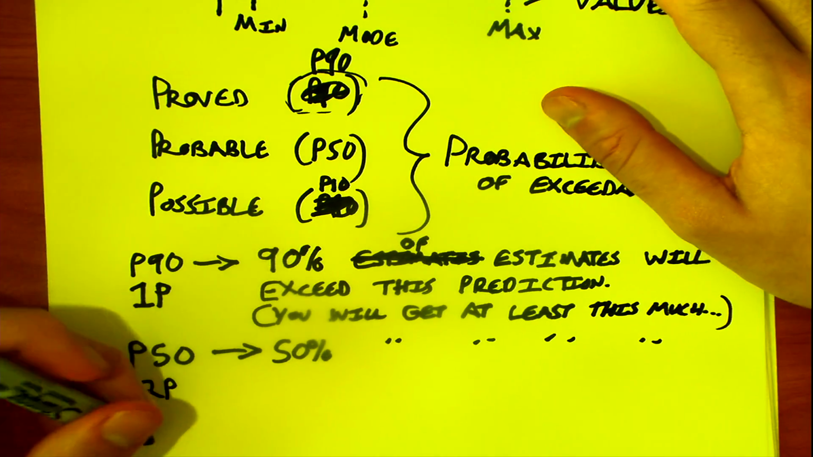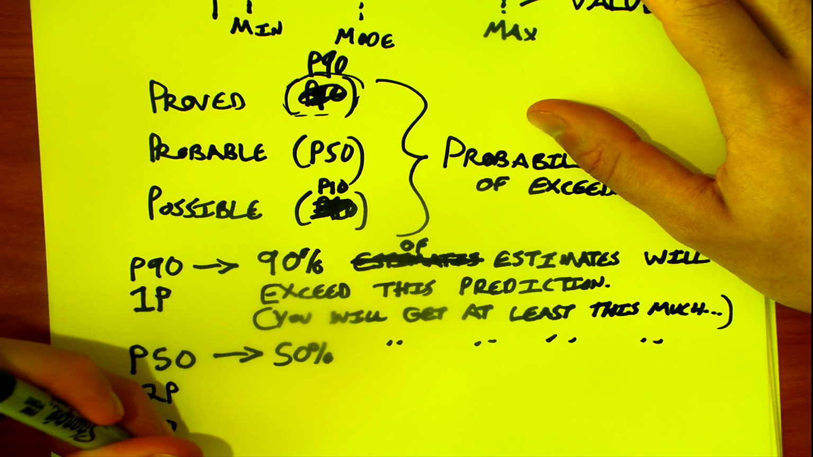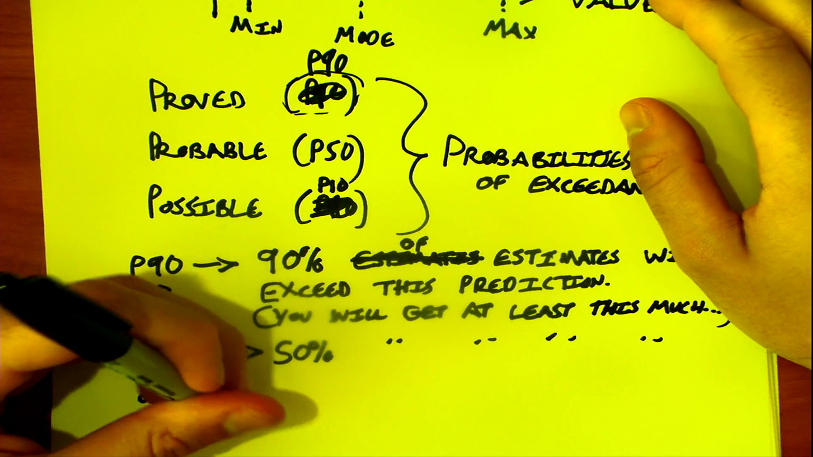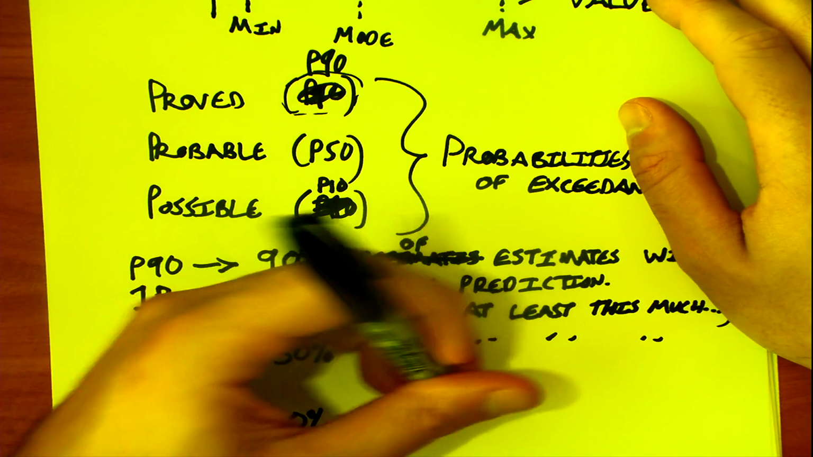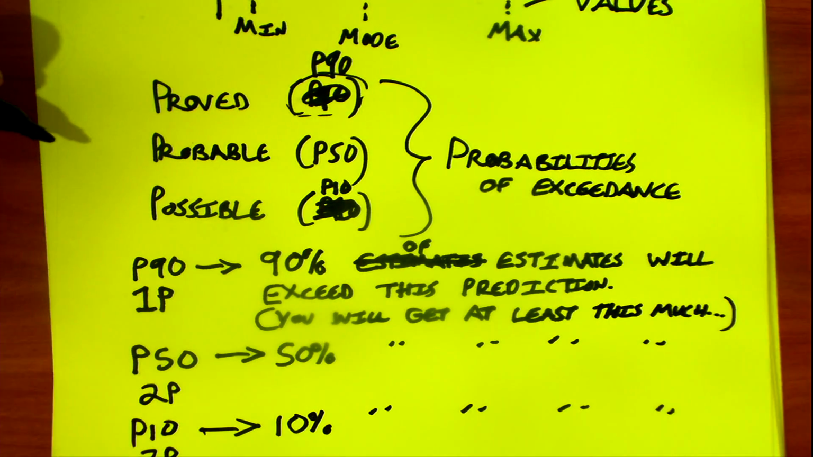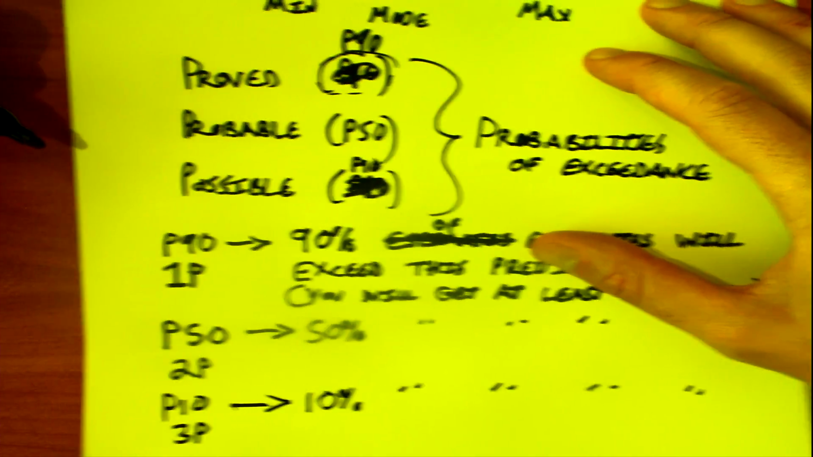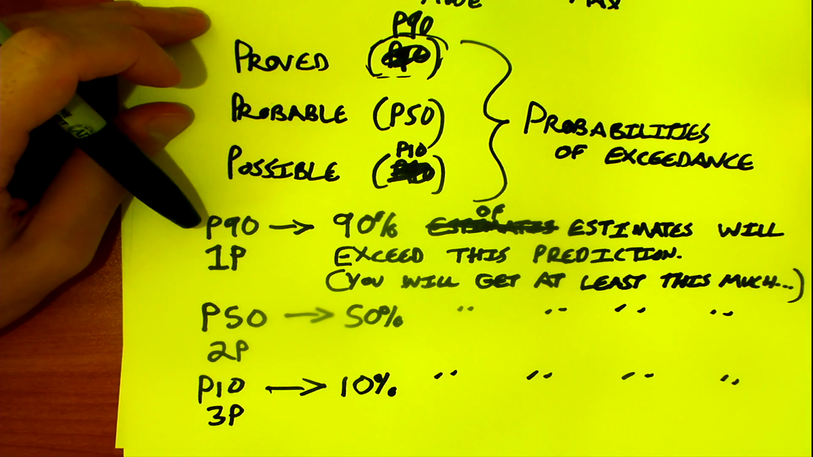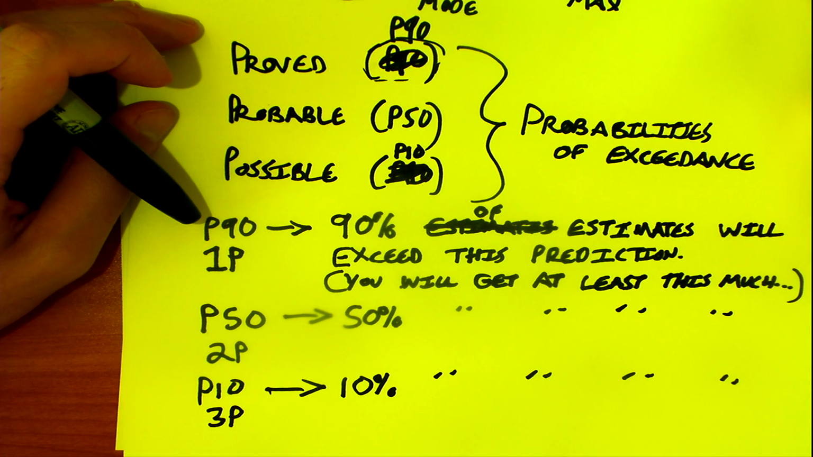So the last one, again, the same thing, P10 or 3P estimate: you have a 10% chance of getting more than this, than the P10 prediction. And so this is the possible estimate. This is the high estimate. This is the high risk estimate, because there's a much lower chance that you're going to get this.